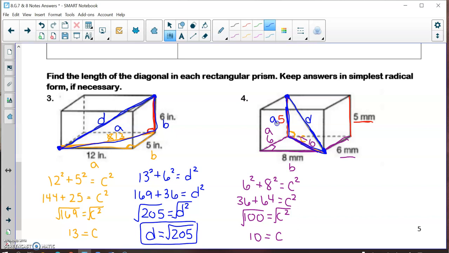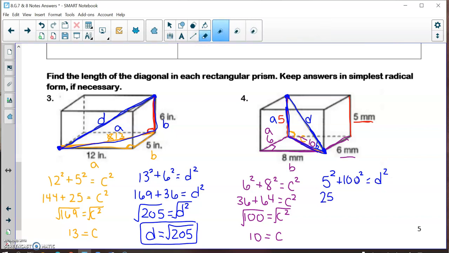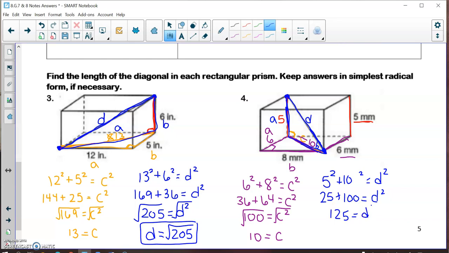I'm going to label my 5 as A and my 10 as B. And now I'm going to do A squared plus B squared equals C squared. So I have 25, I'm sorry, that should be 10 squared, not 100 squared, but 10 squared does equal 100. And so I get 125 is equal to my diagonal squared.